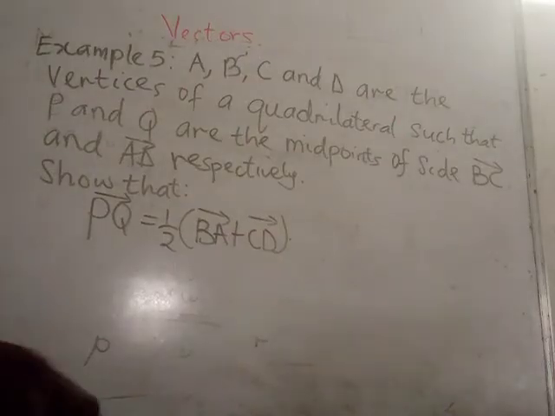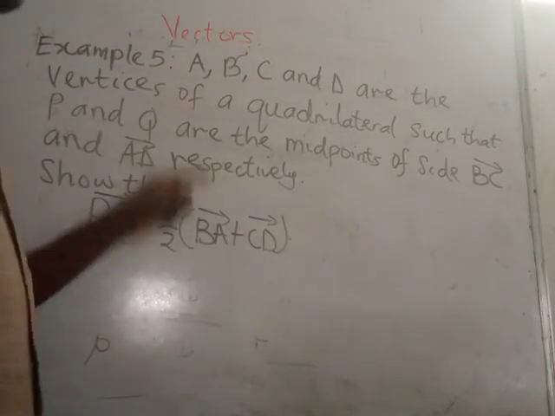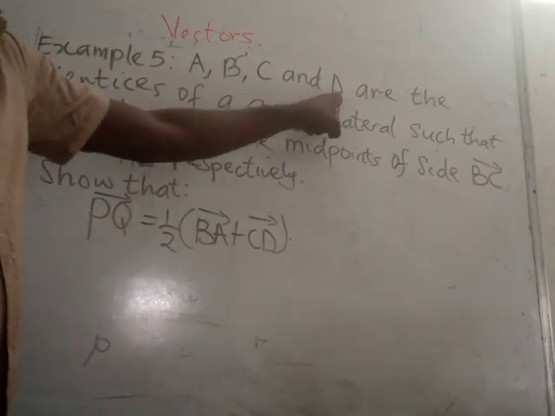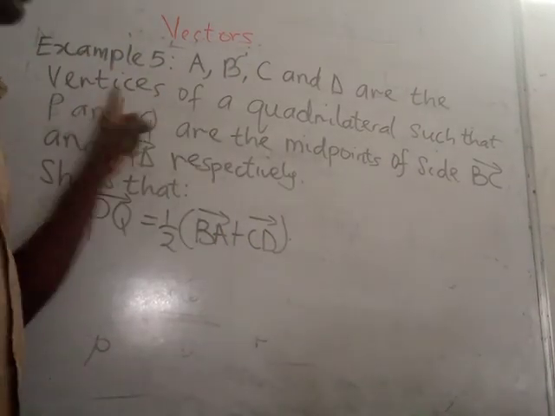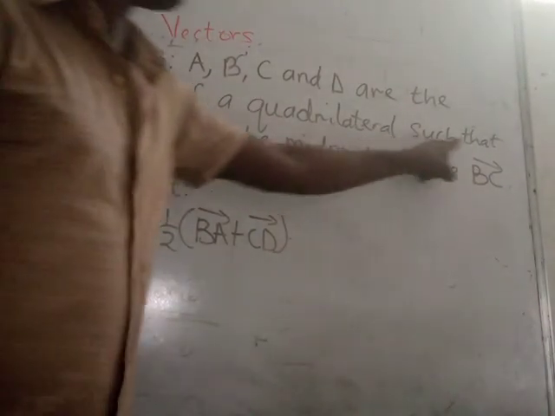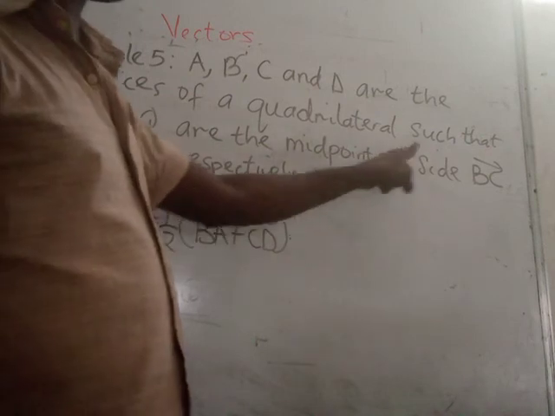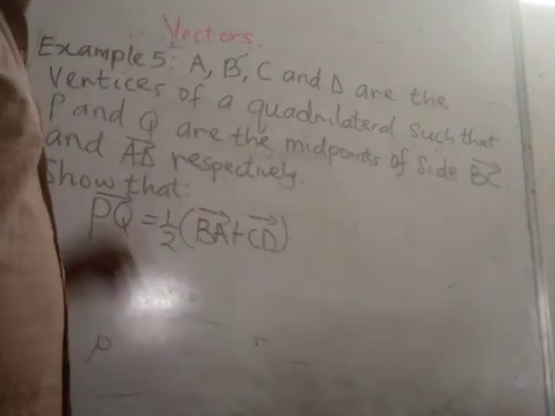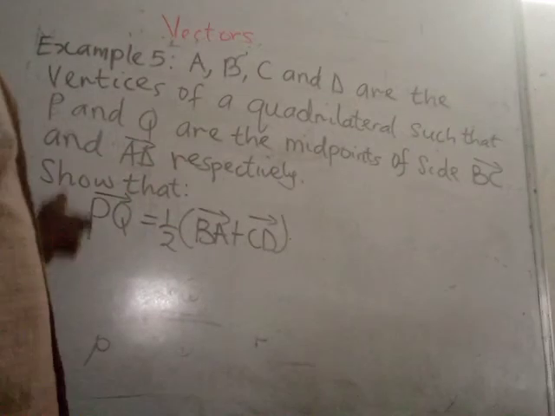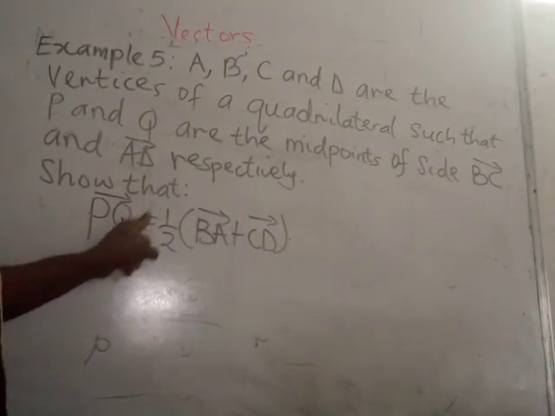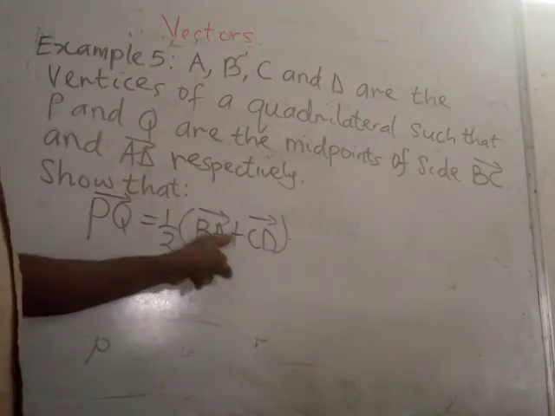Okay, so let's test our ability with more examples. Next, example 5. A, B, C, and D are the vertices of a quadrilateral such that P and Q are the midpoints of sides BC and AD respectively. Show that PQ equals half of BA plus CD.